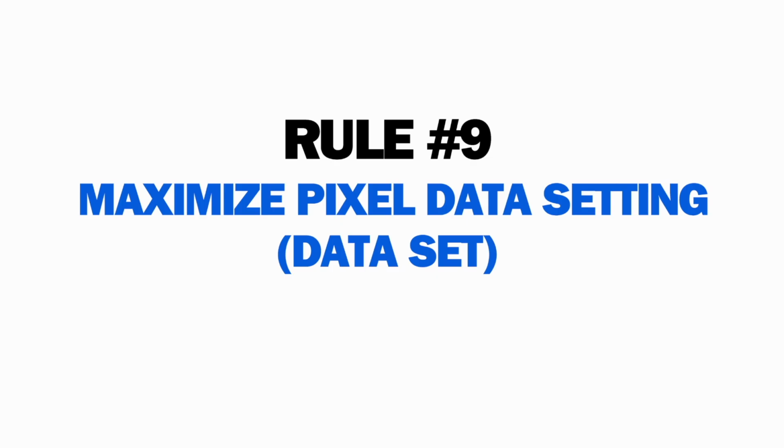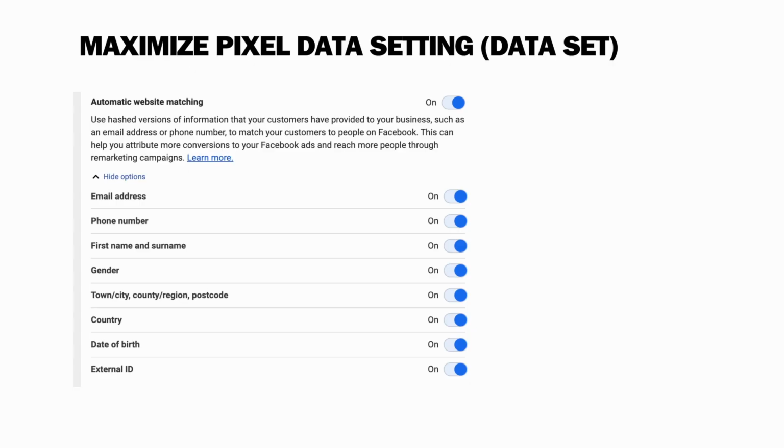Rule number 9. Maximize pixel setting. Now pixel is under datasets, so for the sake of the video and a larger audience, I'm going to use Ad Max as pixel, right? Go to your datasets, go to the settings and scroll down and see this section. You will automatically see this. By default, two or three settings are turned on, but the rest of these are turned off.